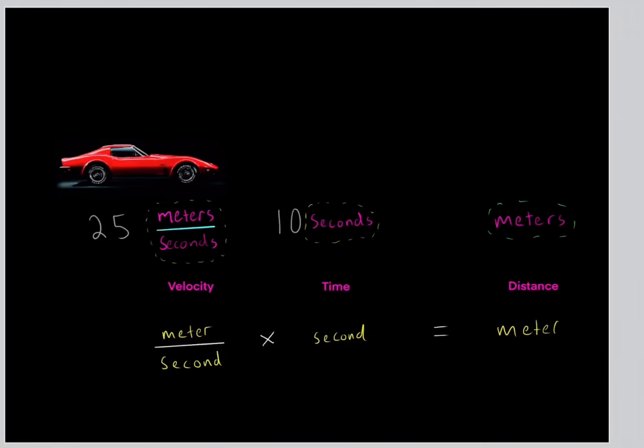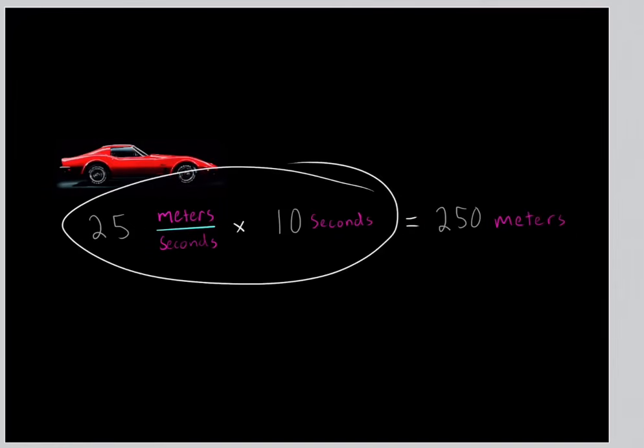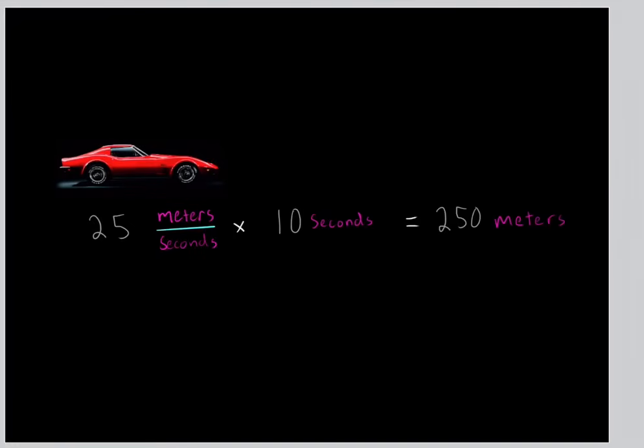Again, we have a velocity and we have an amount of time, but we want a distance. So if we have a velocity and a time, how do we get a distance? Well, all we have to do is multiply them. So now we know how to find the distance it's traveled. We just multiply these two values. So again, if we multiply these two values, we would get 250 meters.